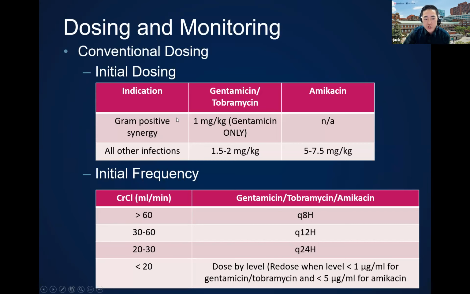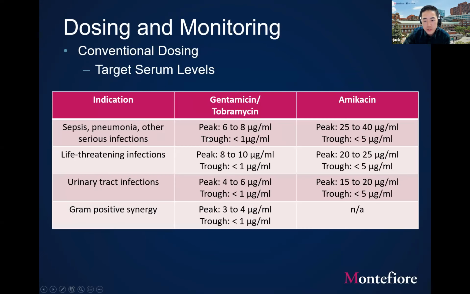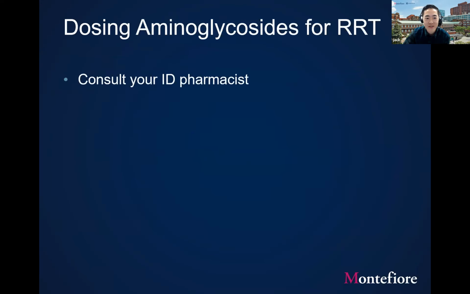In terms of conventional dosing, I'm not going to go over too much. You can see the dose here. Basically, I just want to point out the dose is low here, and then you're giving it more frequently based on the renal function. Monitoring, I'm not going to go over this too much. It's just more complicated also. So if you need a dosage for RIT, just consult your ID pharmacist. That's all I'm going to say for that.